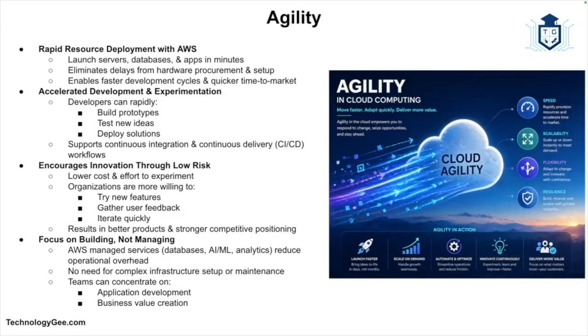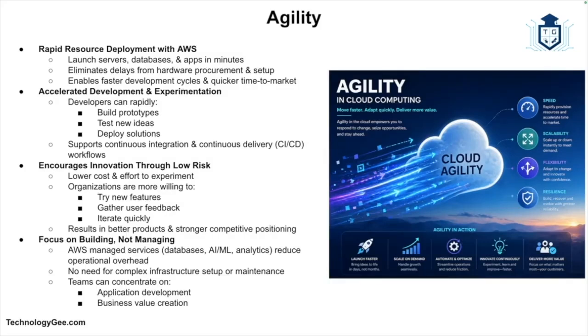And then that leads us to agility. So if there's one thing that separates successful companies from the rest, well, that will be speed. And basically, that'll be the ability to innovate quickly, test ideas, and bring products to market faster than competitors. That is considered a huge advantage. And that's where agility comes into play. So AWS enables organizations to move incredibly fast. Instead of waiting weeks or months to procure and set up hardware, you can launch new servers, databases, and applications in minutes. And this means developers can experiment, build prototypes, and deploy solutions much more quickly.